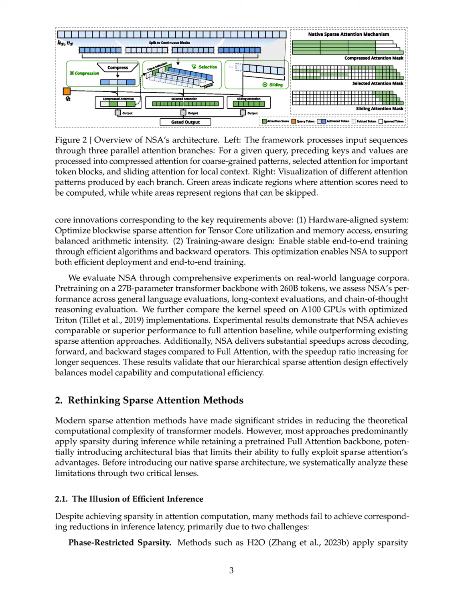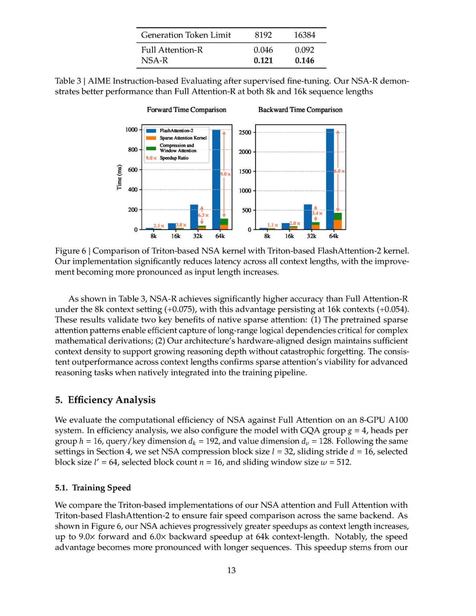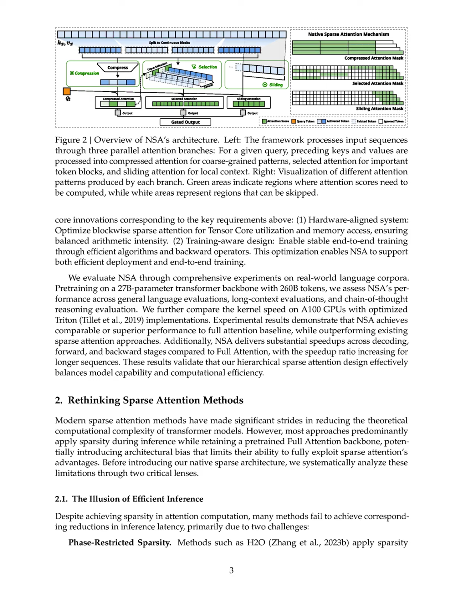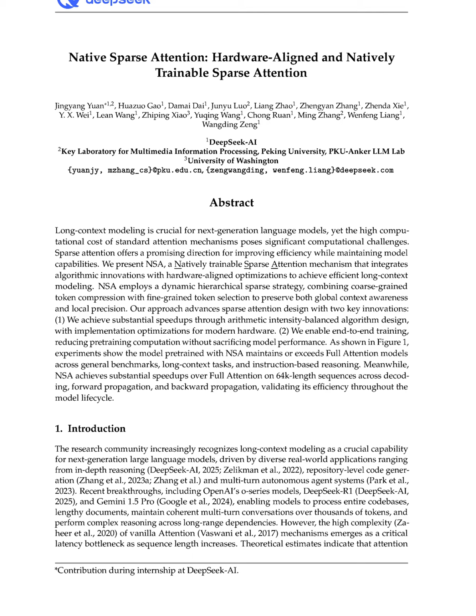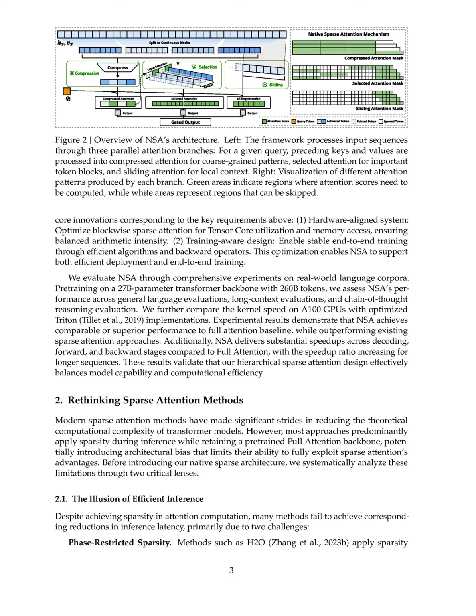Practically, NSA achieves substantial speedups, with experimental results indicating up to 9.0 times faster forward and 6.0 times faster backward speed compared to full attention at 64K context lengths. Additionally, NSA outperforms existing sparse attention methods and achieves superior performance metrics, such as a 0.042 improvement on the DROP benchmark and a 0.075 increase in accuracy on the AIME 24 benchmark, demonstrating its effectiveness in complex reasoning tasks. Overall, NSA's design effectively balances computational efficiency and model capability, validating its advantages in real-world applications.